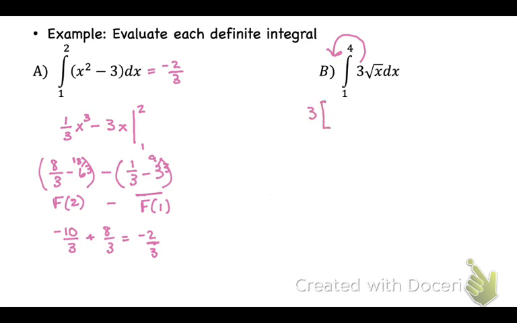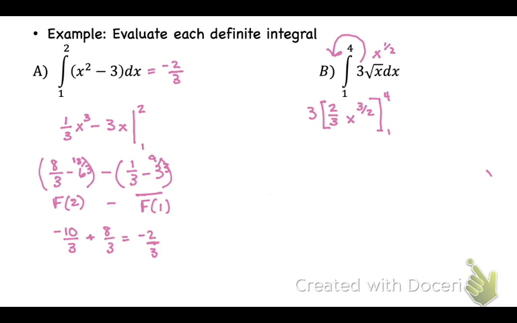Now I'm going to use a bracket. Okay, and this is x to the 1/2. So add 1. And then, Jaden, you were right. Add 1 would be x to the 3/2. Multiply by the reciprocal, which would be 2/3. And then from 1 to 4.